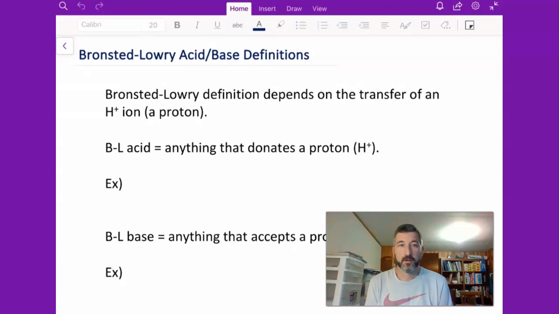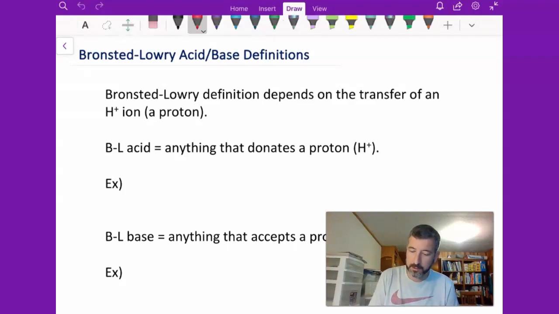Hey guys, so today we're going to talk about a different definition of acids and bases. It turns out that the Arrhenius definition that we talked about last time doesn't fit all situations. So it's a good one. And if you remember, anytime something creates hydronium, it's an acid.